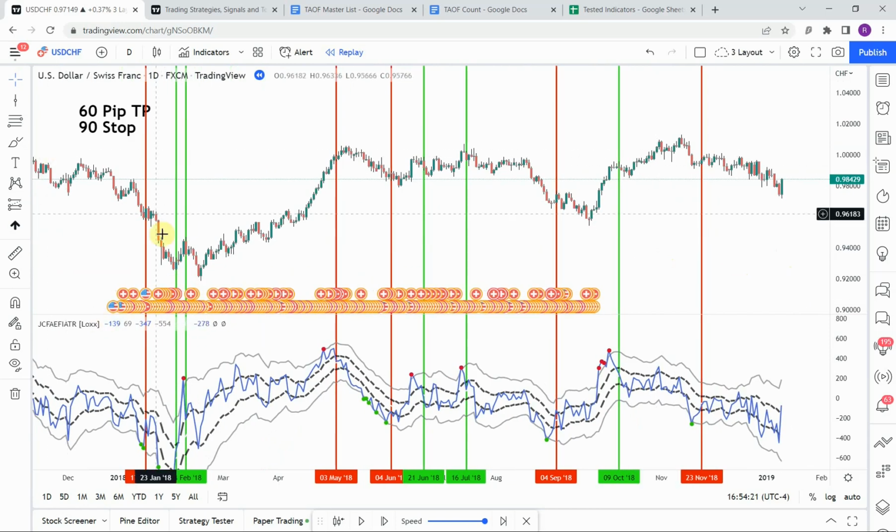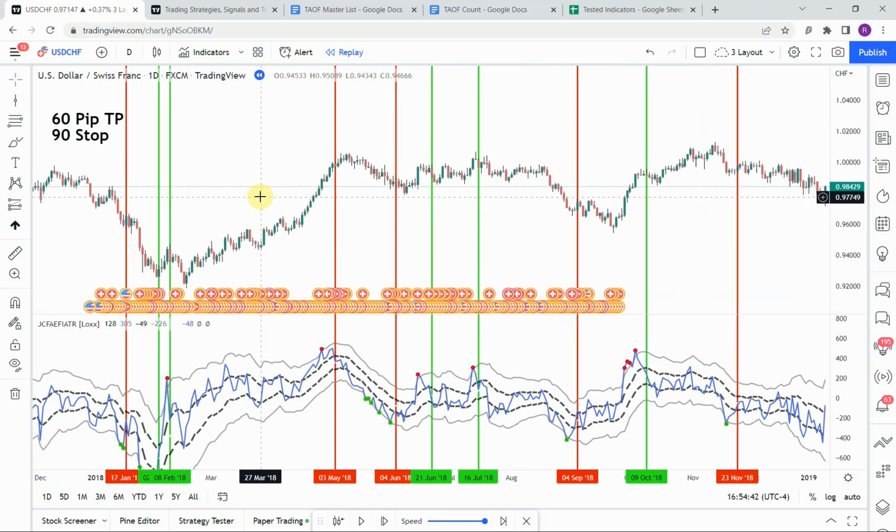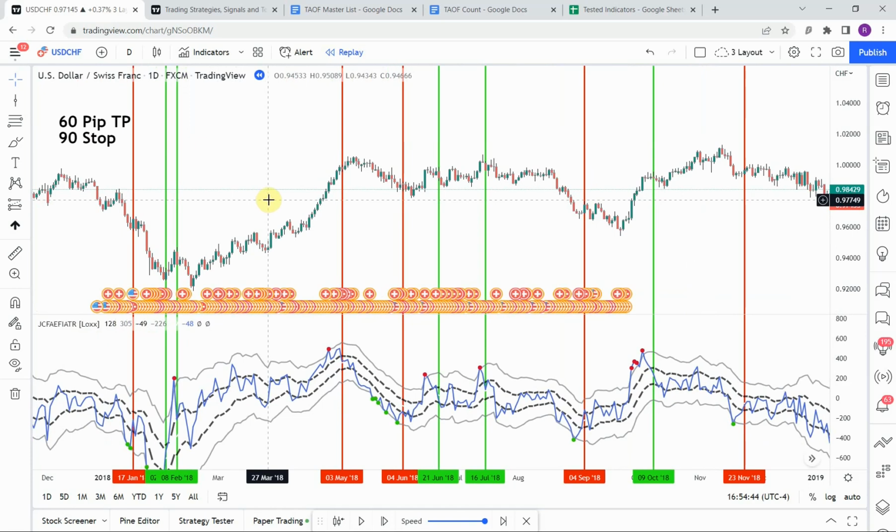All right, let's count it out. So we have 1, 2, 3, 4, 5, 6, 7, 8, 9, and 10. So we got 10 trades all together for the 1 year's time. That's more trades than we had in the last one. Let's see. We have 1, 2, 3, 4, and 5 winning trades. That puts us right at the 50% marker. Same exact thing that we got on the last video, just more trades.